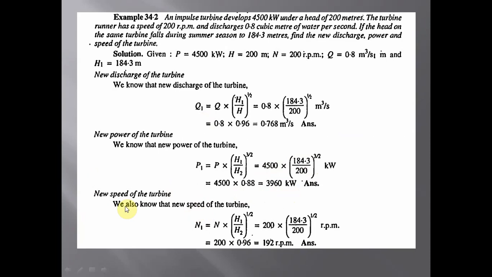Now the speed of the turbine. We also know that the new speed N1 = N × (H1/H)^(1/2), that is 200 × (184.3/200)^(1/2), that is 200 × 0.96, that is equal to 192 rpm, rotations per minute, is the answer.